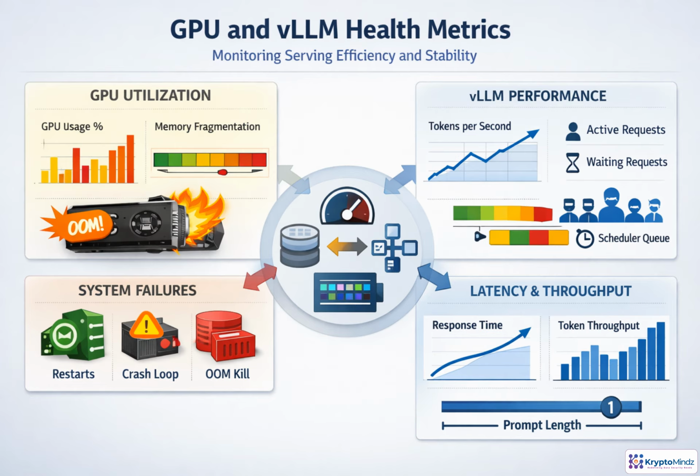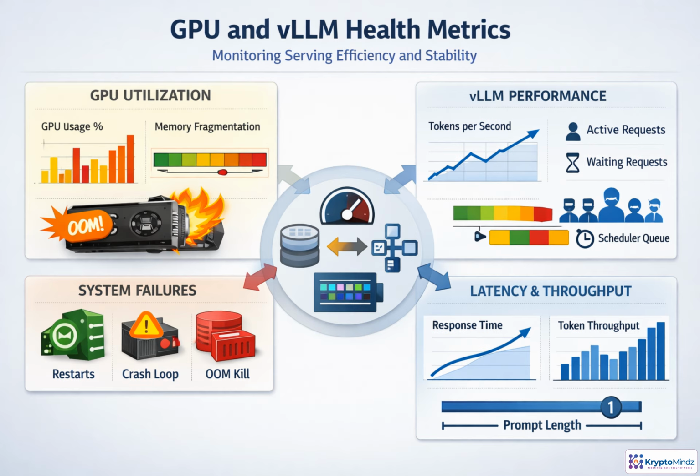When you self-host inference, the model is only one part of reliability. The serving layer can fail because GPUs are saturated, memory is fragmented, requests are queuing, or replicas are restarting. Start with GPU utilization and memory pressure, especially OOM events. Then connect those signals to LLM metrics: tokens per second, active and waiting requests, batch size, and scheduler queue time.